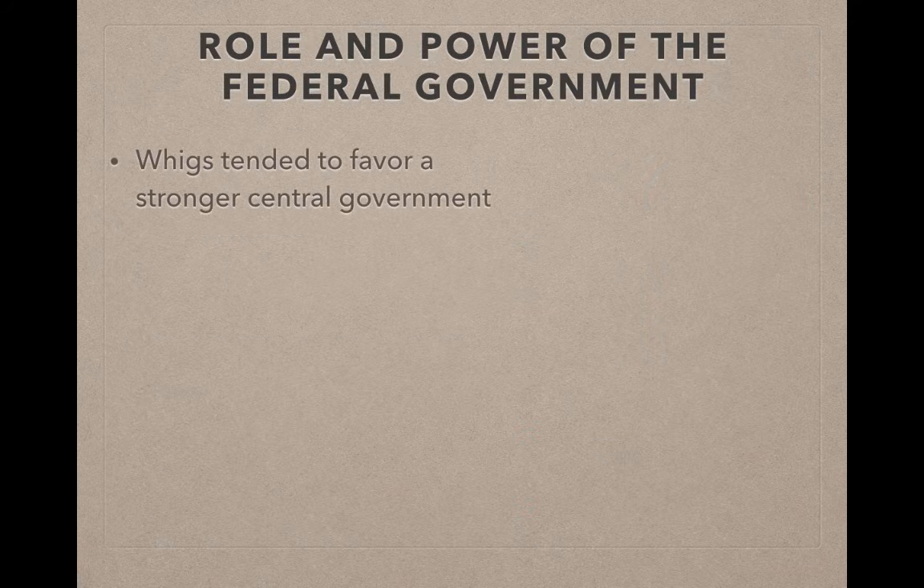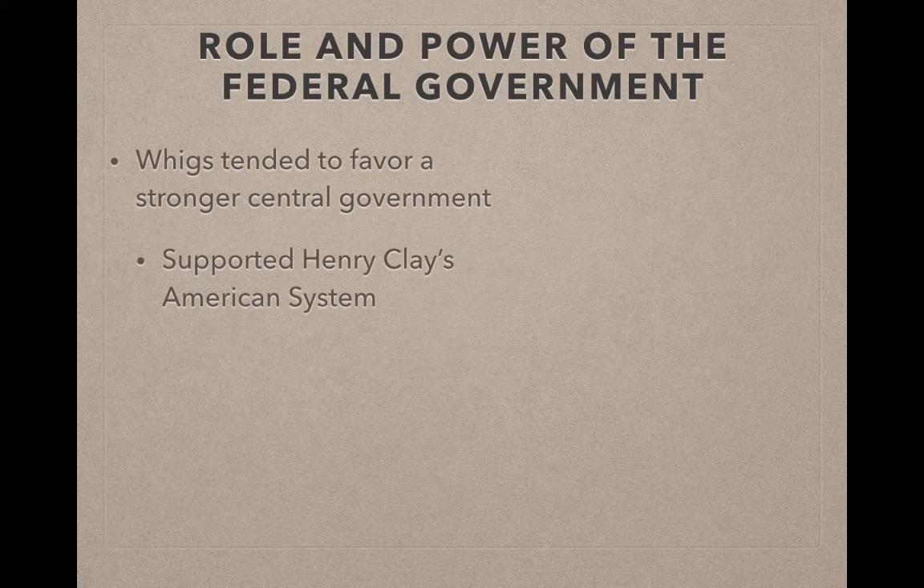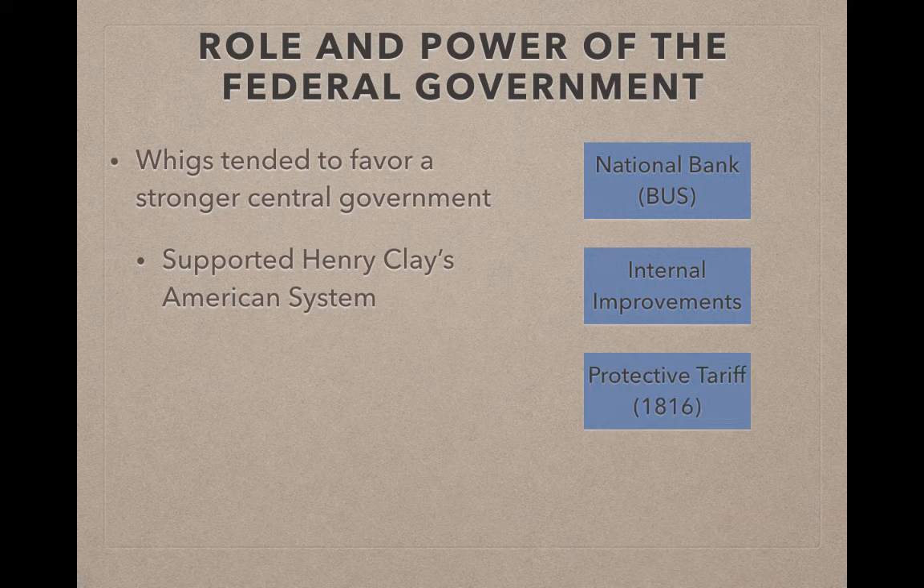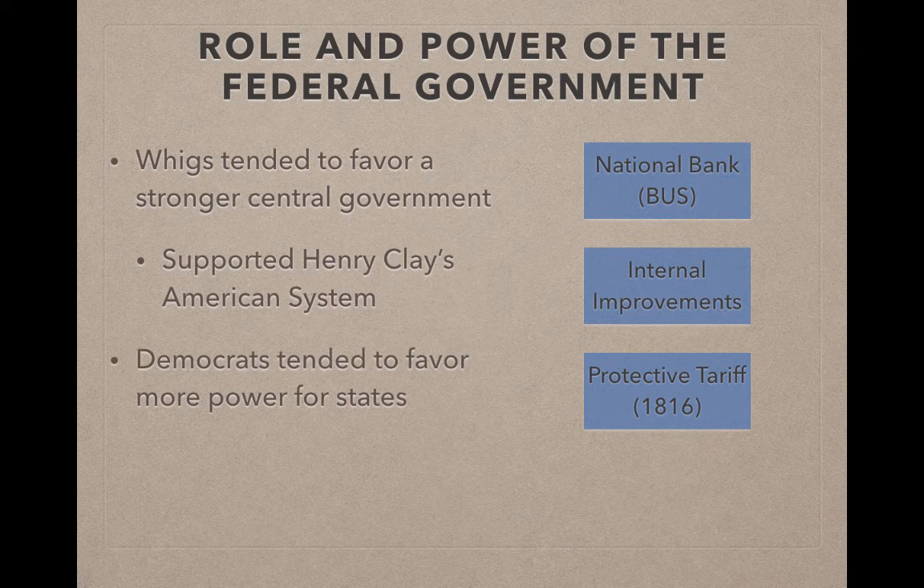So let's talk about the role and power of the federal government. Whigs tended to favor a stronger central government, and they would support Henry Clay's American System. The national bank, internal improvements, and the protective tariff. Again, make sure you know all three parts of the American System. I do have a video in the description on the American System. Check it out if you want more info. Democrats, they tended to favor more power for states, and they would oppose the American System. So that's one major difference between the two parties.